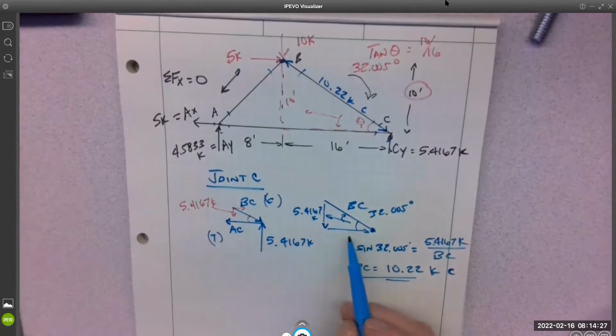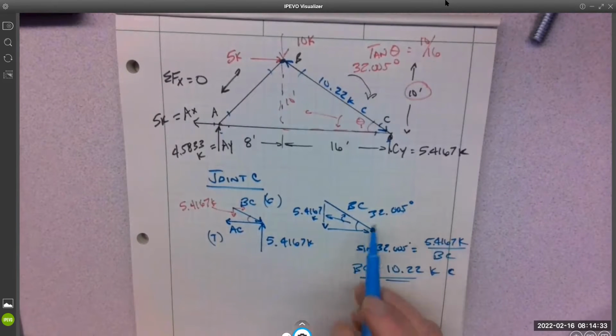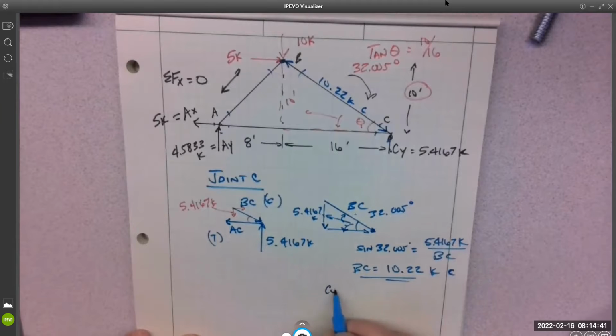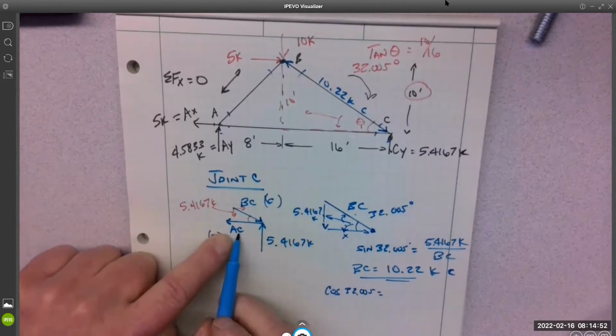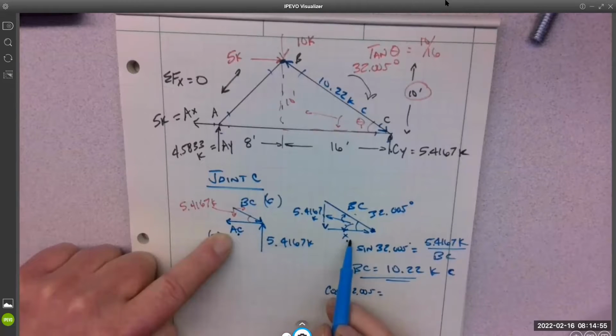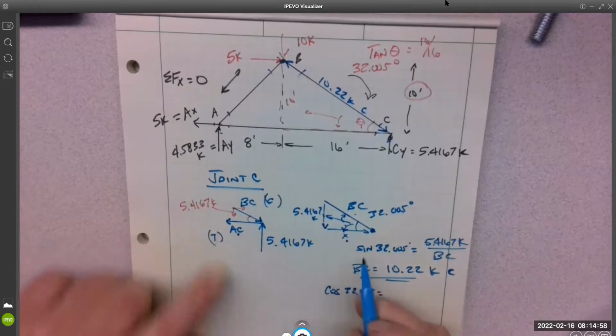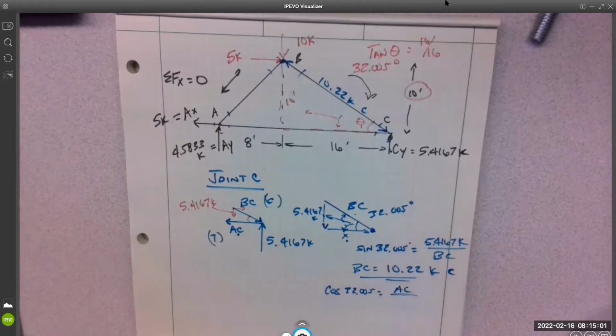We have BC. Let's get this X component. So I would use what? You could use tangent. You could use cosine. I'd probably use cosine. So cosine 32.005 is going to equal this X force, which is also going to equal AC, right? Okay, so I could actually put AC in, which I'd probably do. Adjacent AC over BC, which is now 10.22032.